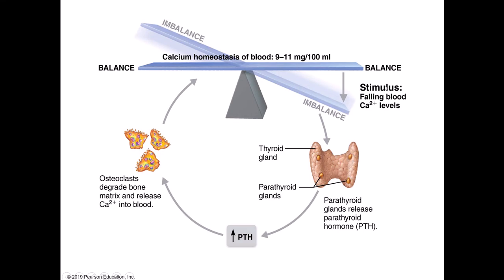If our blood calcium levels fall outside of our normal homeostatic range, that will trigger the parathyroid glands to secrete parathyroid hormone. What parathyroid hormone will do is then go activate the effectors, the osteoclasts. And those osteoclasts will degrade your bone matrix, release the calcium into the blood until our calcium levels go back to normal. And this will continue until we have sufficient levels of blood calcium.